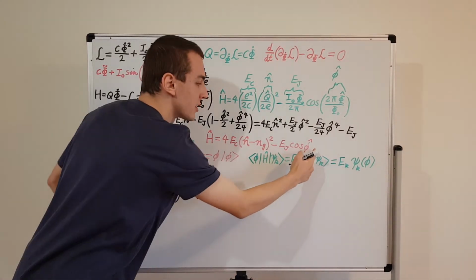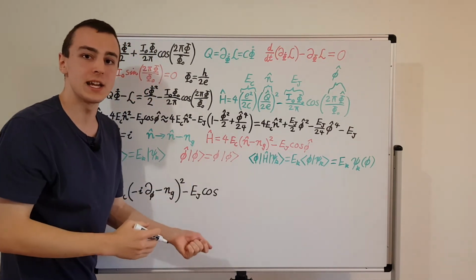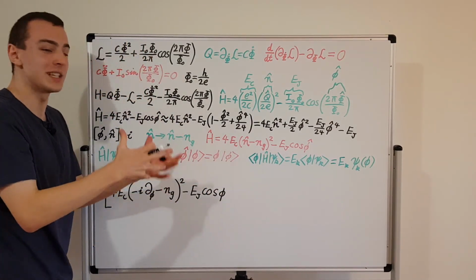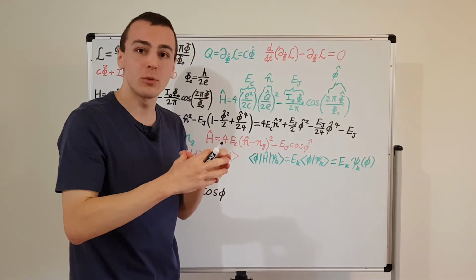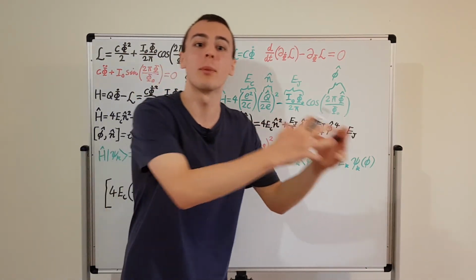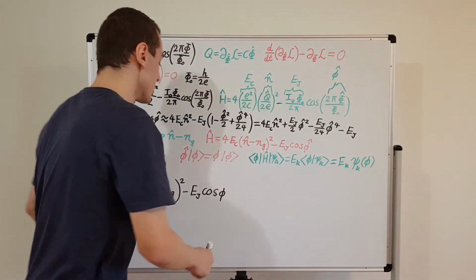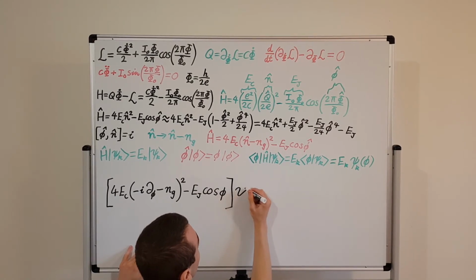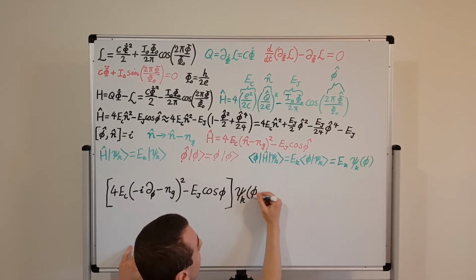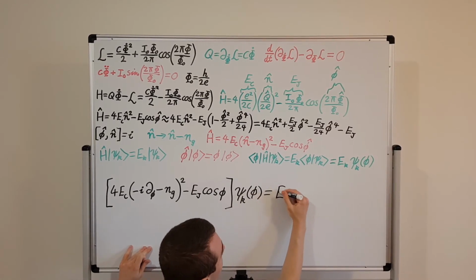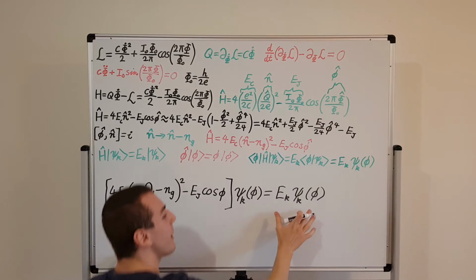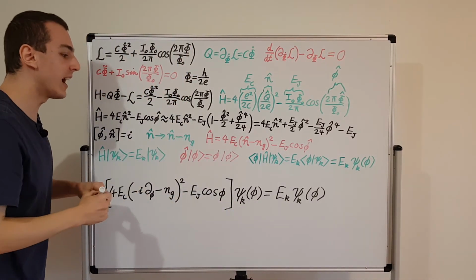But what is the phi operator? What does this phase operator look like in its own representation? Well, it's just phi. It's just like the position operator in the position representation. If you act with the position operator in the position representation, you're just multiplying by x. So here we have cosine of phi, and all of this is multiplying the wave function, which is a function of phi, and that's equal to the eigenvalue times this wave function. So have a look at what we have over here. This is the time-independent Schrodinger equation. We have an eigenvalue equation.